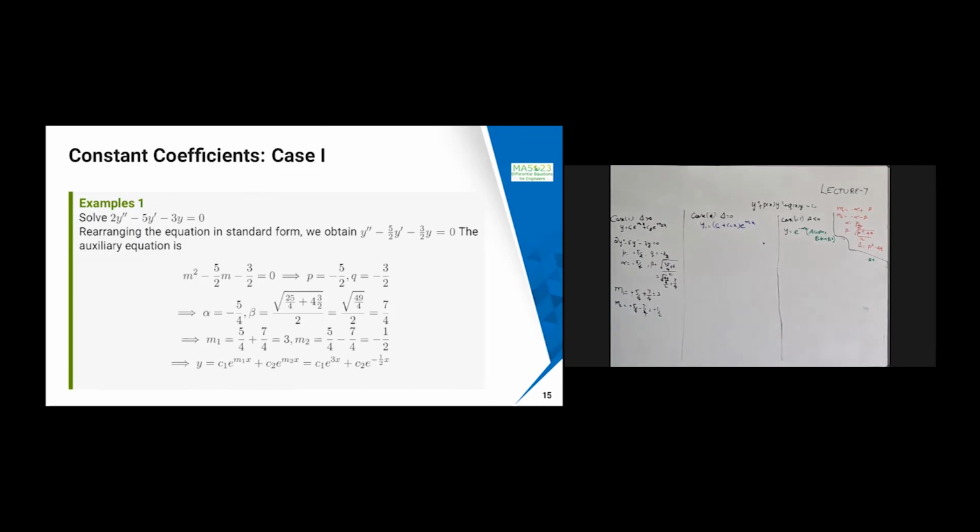Therefore, what you are going to have? You are going to have y equal to c1 into e power 3x plus c2 into e power minus 3x. Okay.